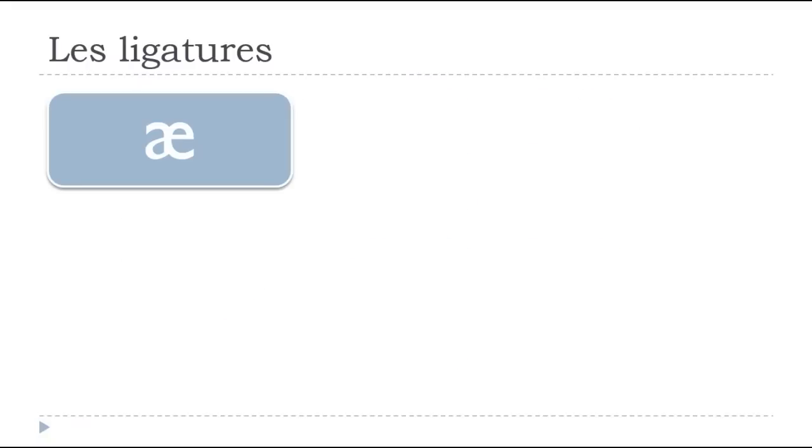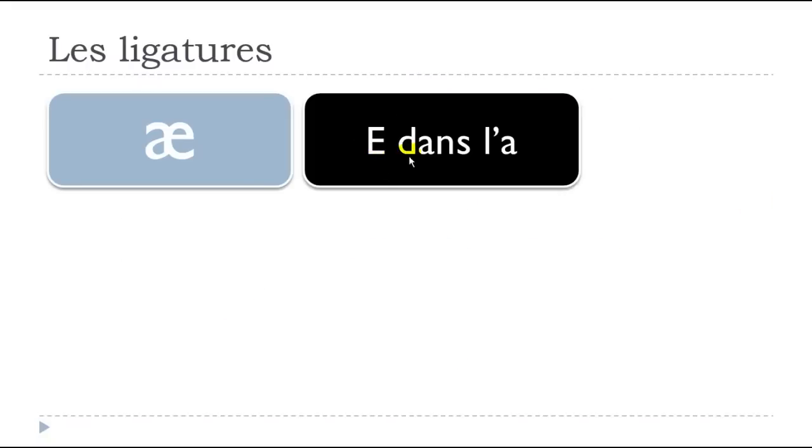So the first one is this E dans la. Okay, so basically if you translate directly, it's inside or in A. And that's the reason why, because if you look carefully, it's only one letter here, like if these two letters were glued, okay, or connected like that. So it's E dans la.